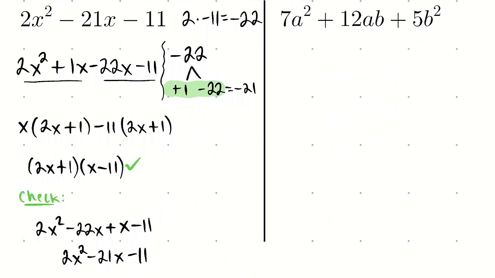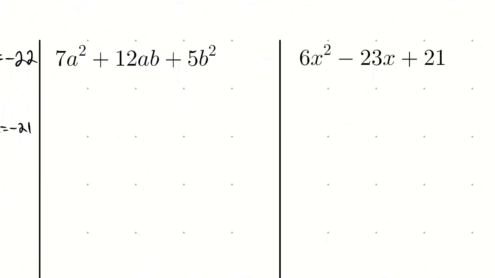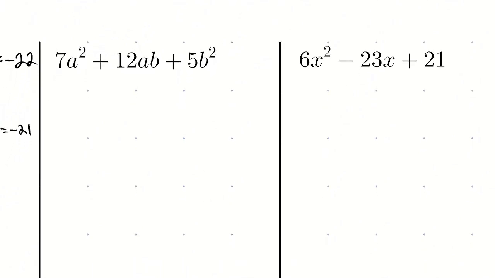Okay, so now let's look at the second problem. So right here we have 7a squared plus 12ab plus 5b squared. So the first thing that we're going to be doing is multiplying that a times the c. So our a is 7 and our c is 5. So let's do that. So 7 times 5 is equal to a positive 35. So we're looking for factors of 35 that add up to that middle term. And right here, it just turns out to be 5 and 7. Positive 5 and positive 7 because they need to add up to positive 12.